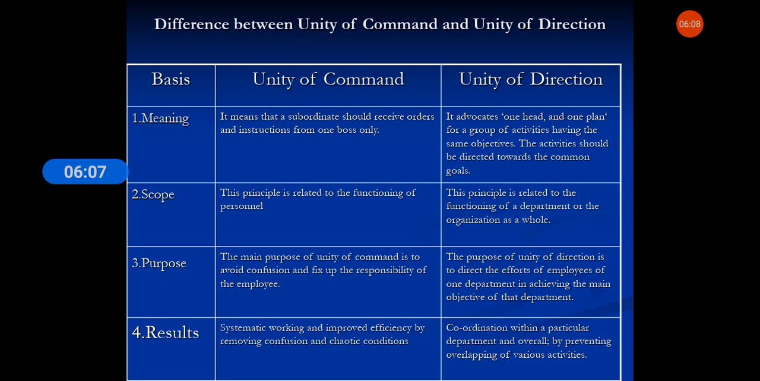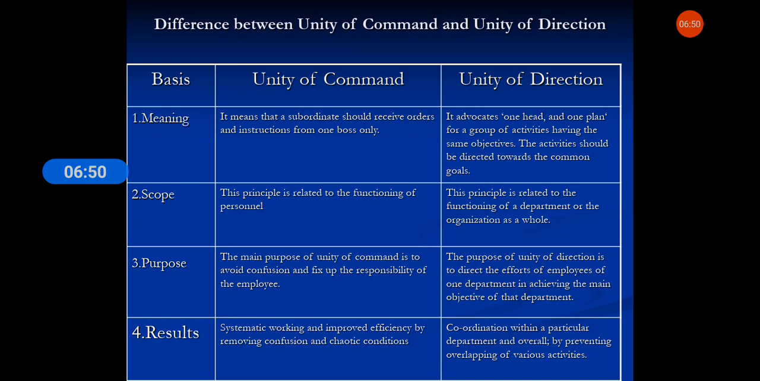There is lots of confusion between unity of command and unity of direction. To remove this confusion, here are a few points of difference which I am going to explain. The first point of difference is meaning. Unity of command means that a subordinate should receive orders and instructions from one boss only, whereas unity of direction advocates that there should be one head and one plan for a group of activities having the same objectives. The activities should be directed towards the common goal.